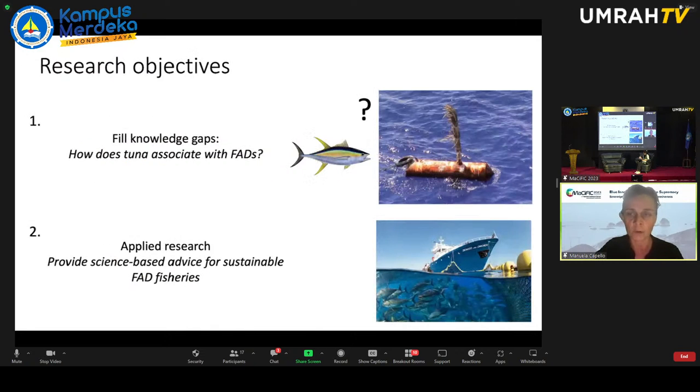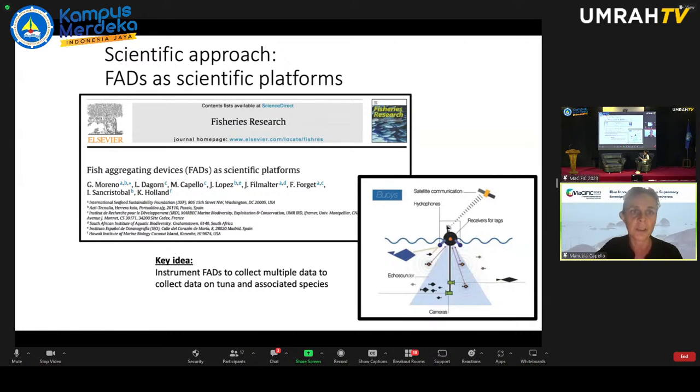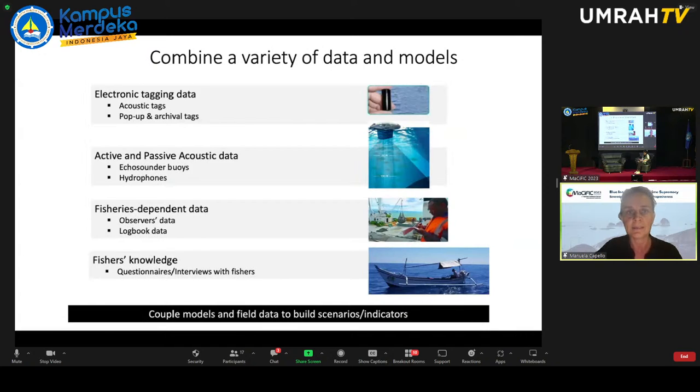And our research objectives try to answer first the knowledge gaps. So we try to assess why, but also how tuna associate with the FADs. And there is an applied research which aims to provide science-based advice for sustainable FAD fisheries. Our approach is that we use FADs as scientific platforms. So we instrument FADs with different monitoring tools ranging from echosounders to cameras to hydrophones. And the idea is to collect these multiple data to characterize the tuna behavior. And this is the kind of data that we use.